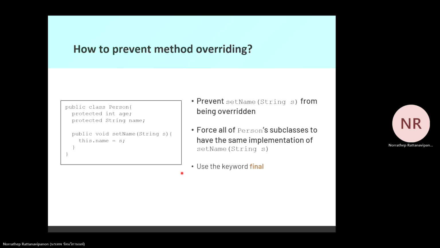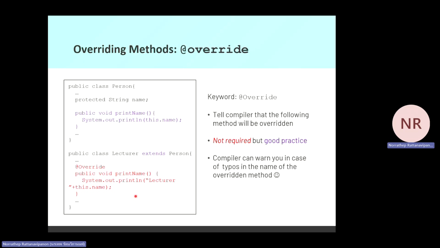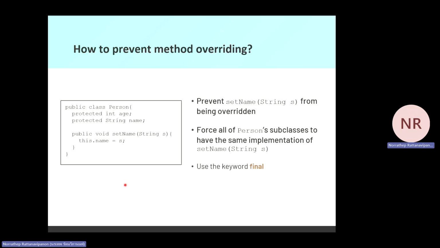What if you create a superclass and say you create a method here, set name, and you want to force that all the subsequent subclasses that extend this superclass should not be able to modify this method? Because if you don't do that, then a subclass can override the method to change the behavior. What if you want to force that you don't want any overriding on this method at all? Set name cannot be overridden.